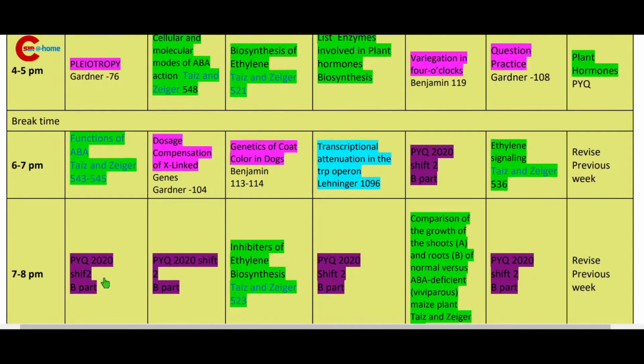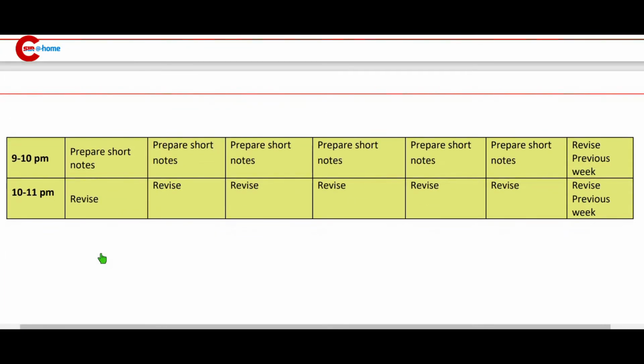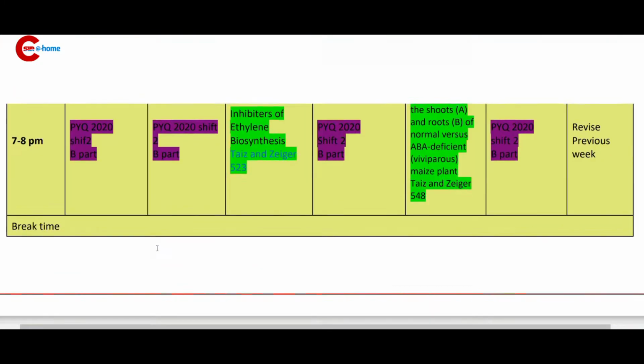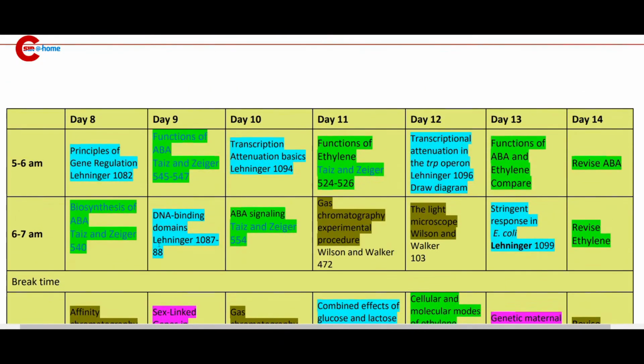Then 9 to 11 p.m. prepare short notes and revise. Then 9th day morning, functions of ABA. 6 to 7 a.m. DNA binding domains. Which book to refer? Leininger.